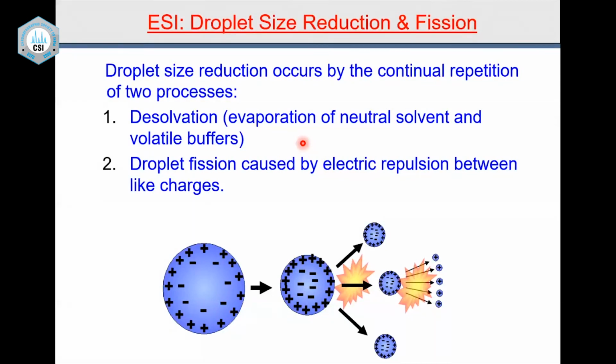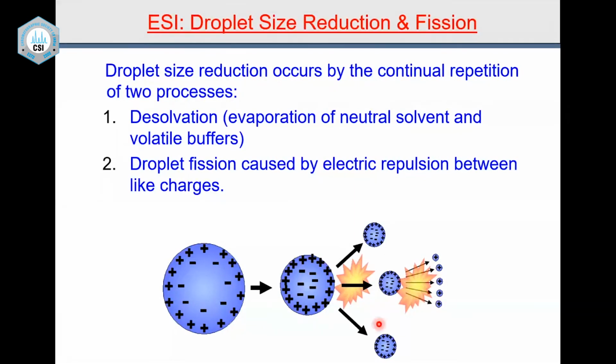And the droplet fission is caused by the electric repulsion between the like charges. So what happens here is very interesting. When you have the positive charges, the droplets become smaller. Then when it becomes very small, the positive charges come too close. When they become too close, there is a Coulomb explosion. They cannot stay very close to each other, so they explode. And that is called Coulomb explosion. There are a lot of technical terms like the Rayleigh limit, etc. When you read the books, I don't want to go into those complications.